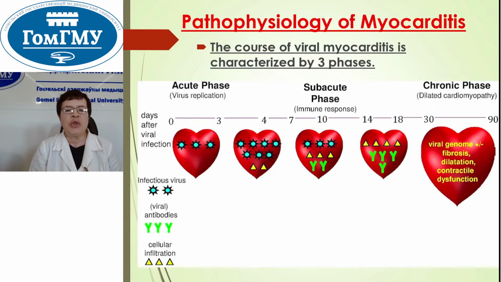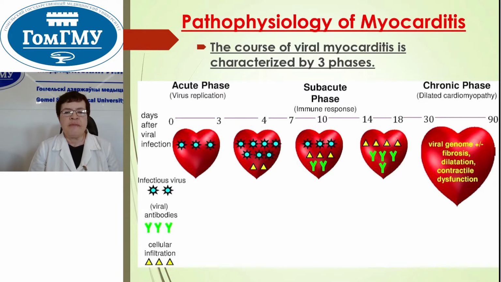On this picture, you can see the pathophysiology of myocarditis. We can see that viral myocarditis is characterized by three main phases. It is the acute phase, virus replication, from the first day after viral infection to the 10th day.